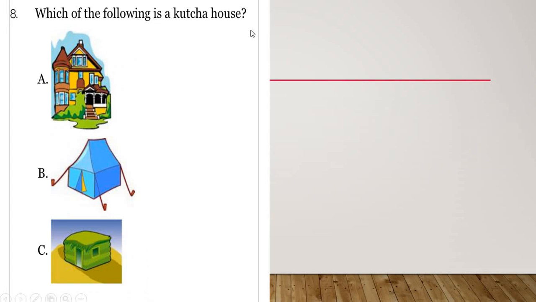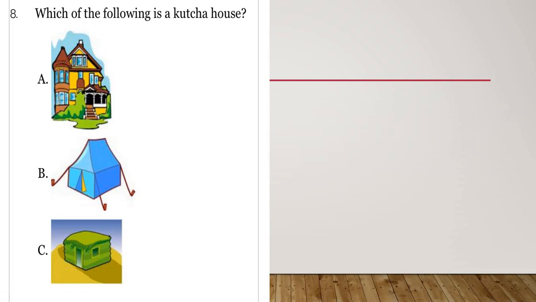Which of the following is a kaccha house? So students, this one is pucca obviously. So either the tent has to be the kaccha house or this house made up of straw has to be the kaccha house. See, a tent particularly is not a house. It is just a temporary shelter. Isn't it so? So either it should be B or C. A is not in the option obviously. So select any one quickly.